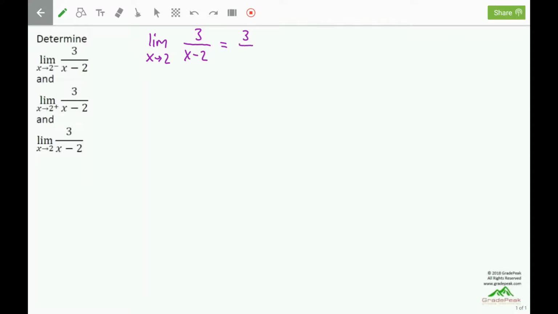The first thing to do is try plugging a 2 in for each of the x's. That will give 3 over 2 minus 2, and 2 minus 2 is a 0, so that'll give 3 over 0. The 0 in the denominator is not actually a 0, though. This is only a limit. It never reaches the 2, and that 0 is only a small number.